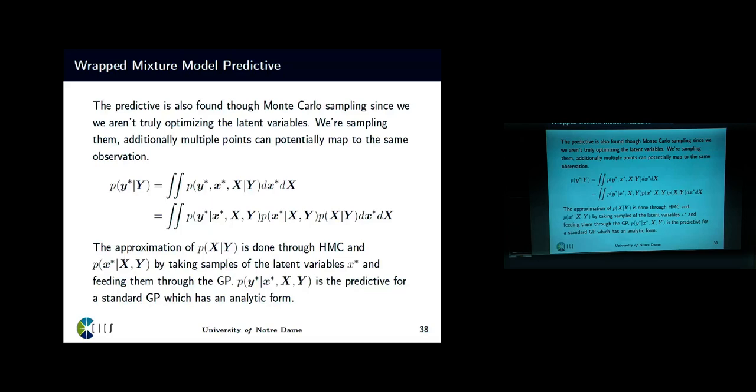Breaking apart our actual predictive distribution, where Y star is going to be our new observation that we're interested in, and X star is going to be our new latent variable. If we split this up and separate it, we can see that this part is actually done through HMC. This is basically done by sampling. We compute this by essentially sampling a bunch of new latent variables from our PGM and feeding them forward through the network. And this right here is the GP predictive distribution, which has an analytical form because it's just two Gaussians getting stuck together.